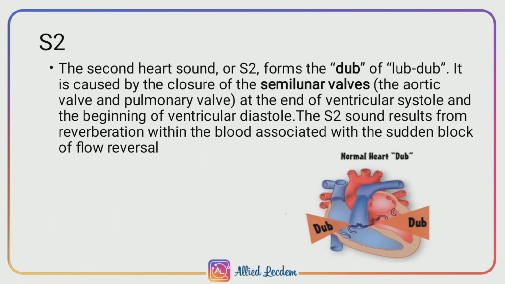S2, the second heart sound, the dub sound, is caused by closure of the semilunar valves, the aortic and pulmonary valves. It occurs at the end of ventricular systole and the beginning of ventricular diastole. This also results from reverberation.